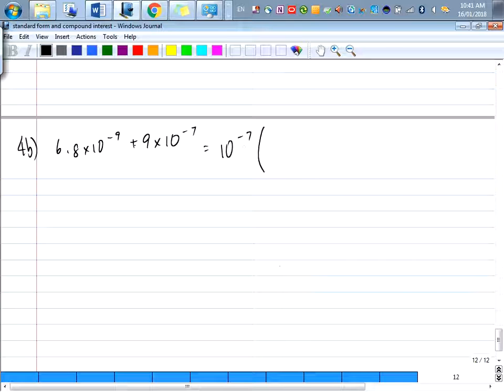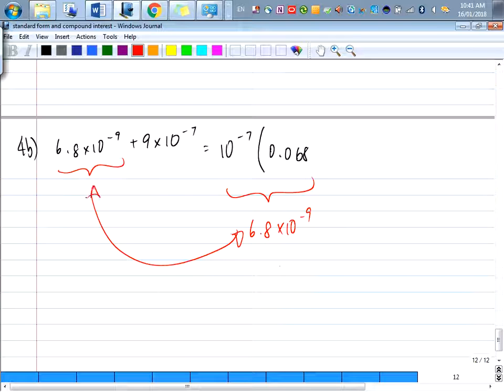For this one, if we factorize out 10 to the power of negative 7, we will be left with just 0.068. Okay? You can do a check again by yourself. This will give you 6.8 times 10 to the power of negative 9. It is the same thing over here. Same thing. You can check yourself. Next, plus 9. And finally, we will get 9.068 times 10 to the power of negative 7.